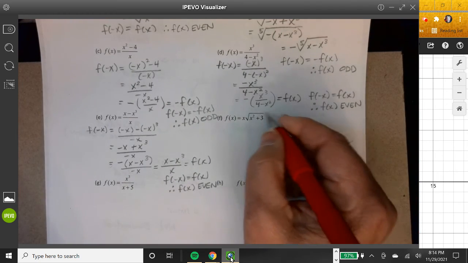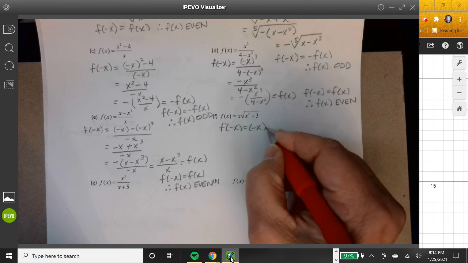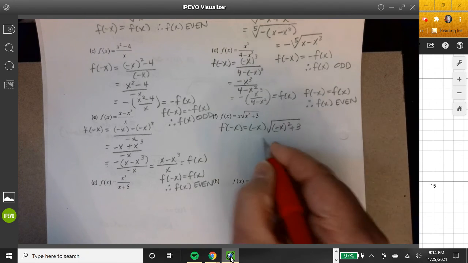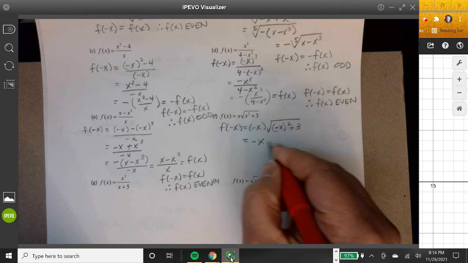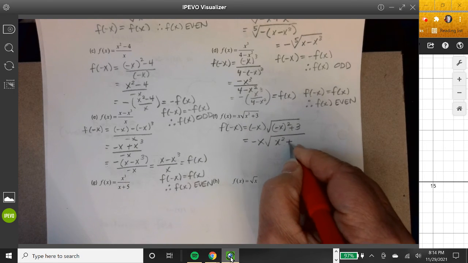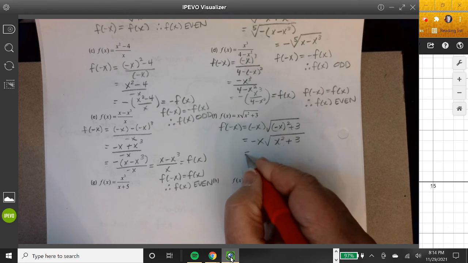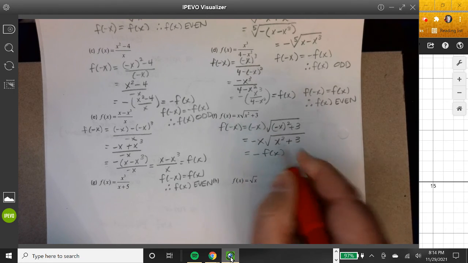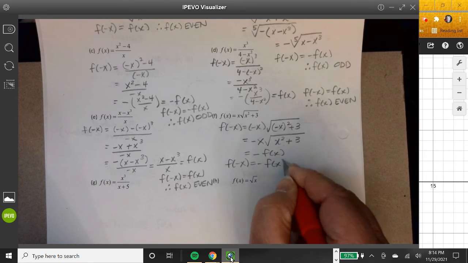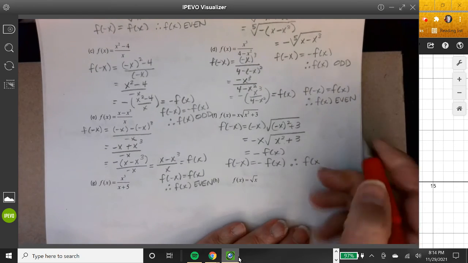All right, next one. f of negative x equals negative x times the square root of negative x quantity squared plus 3, which equals negative x times the square root of, well, when I square a negative, I get a positive. So this is x squared plus 3. And lo and behold, that looks like f of x. So this is negative f of x. And so I can say f of negative x is equal to negative f of x. Therefore, f of x is odd.